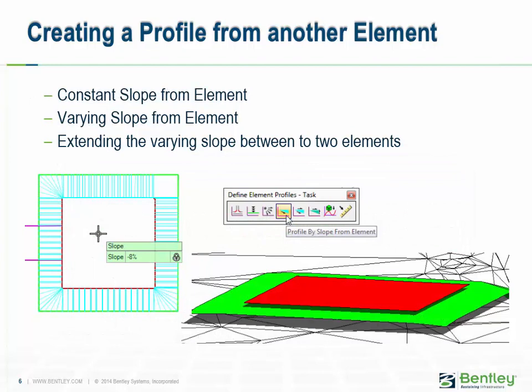Most lines in a 3D engineering model are related to another 3D line, horizontally, vertically, or both. Tools that have an offset functionality get used readily. Very often, the vertical relationship is a constant or variable slope from an element, but another way to profile is determined by extending slope between two elements. The profile by slope from element tool handles the constant slope relationship, and the profile by variable slope from element handles the other varying scenarios.